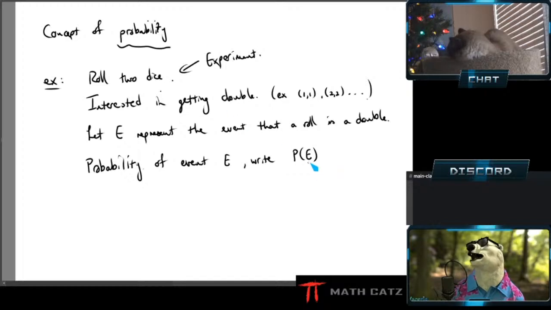But you'll see many books just write the words in the brackets, sort of relaxing that formality and just saying the probability, and in brackets you roll a double. So we won't be too strict about it, but when I have the opportunity, I will try and be a little bit more precise and correct.